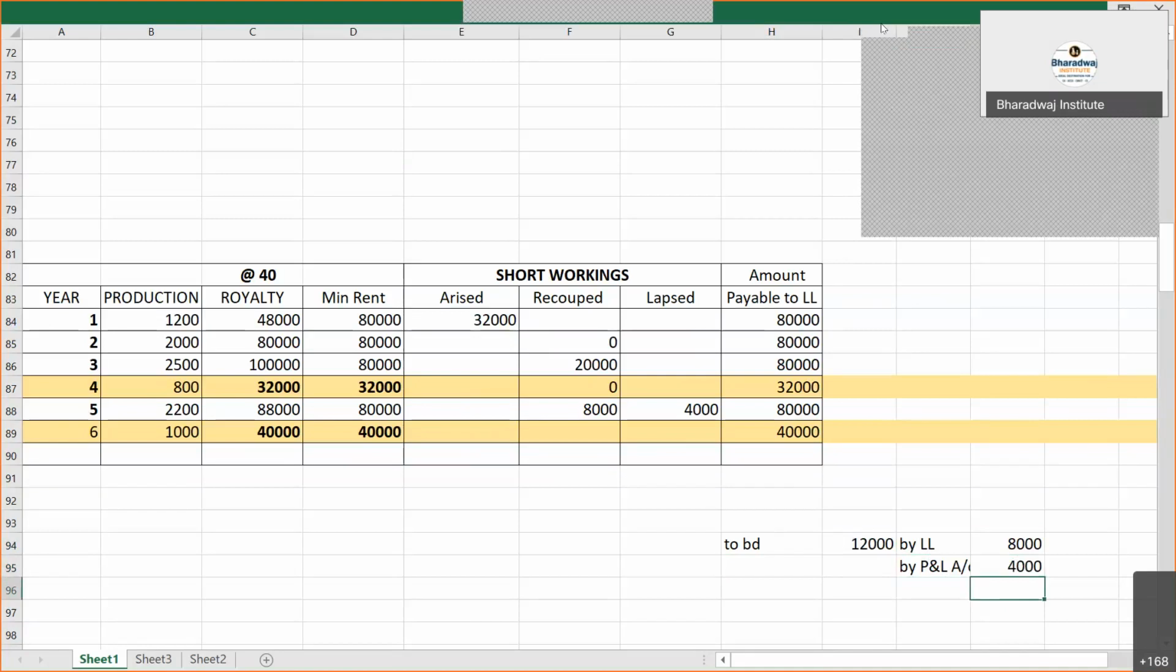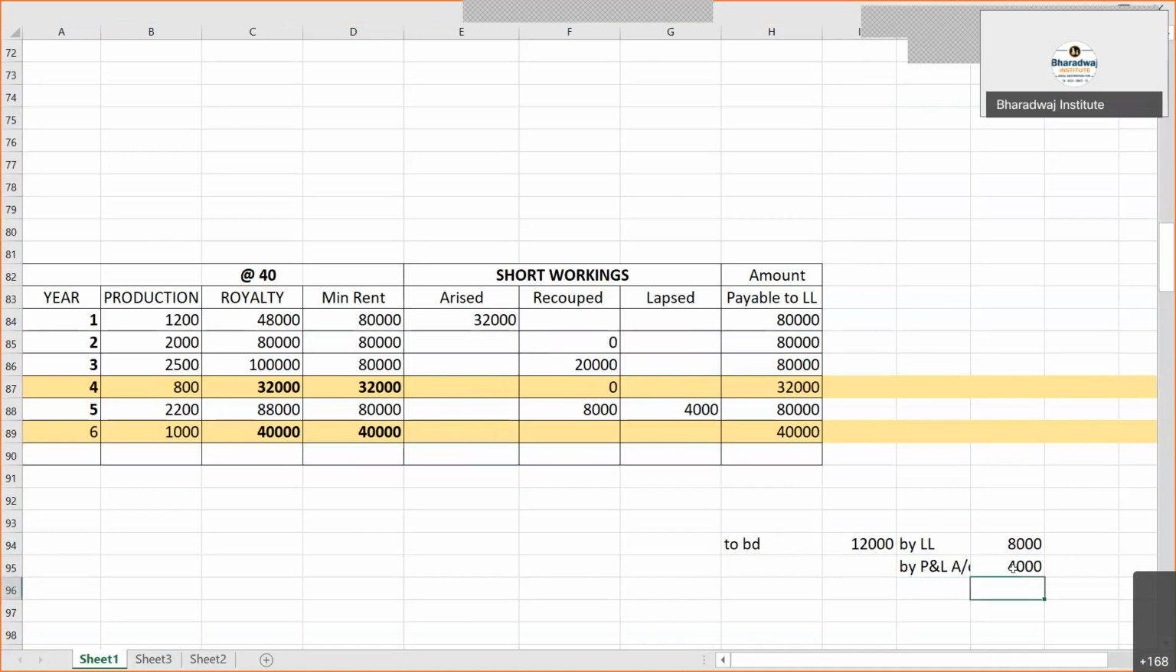Suppose there is a cash subsidy given. For the short workings lapse, the lapse is a loss to the tenant. If there is a cash subsidy given, we'll put by cash. Suppose the subsidy is 1,500 rupees, only the balance 2,500 rupees you will transfer to P&L account. So out of 4,000, 1,500 rupees cash subsidy is given, and the remaining 2,500 is transferred.